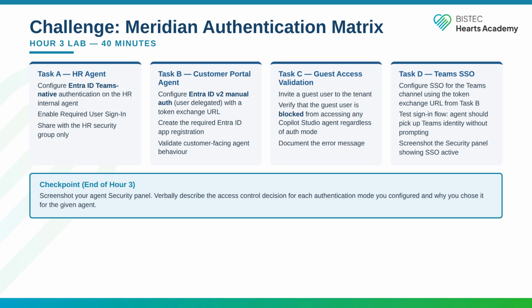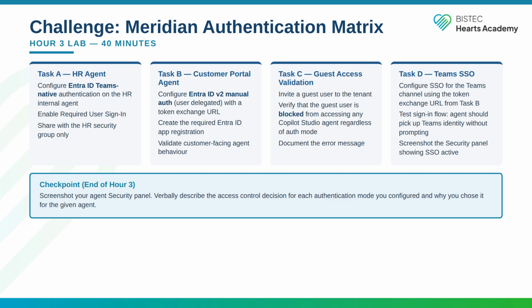Task C is guest access validation. You invite a guest user account to the tenant or use an existing guest account. You attempt to access any Copilot Studio agent with the guest account and document the error message that appears. The expected outcome is that access is blocked regardless of the agent's sharing settings and regardless of which authentication mode the agent uses.